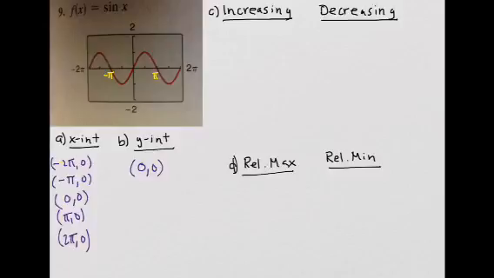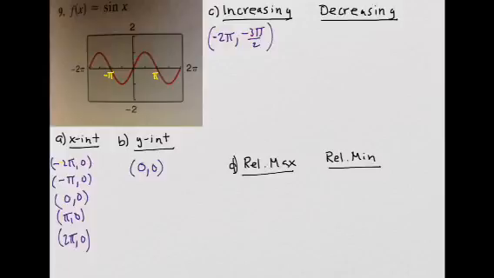Where is the graph increasing? In what interval? So from here to here, from here to here, and from here to here. So those intervals would be negative 2 pi to negative 3 pi over 2. And it looks like an ordered pair, but it's not. It's an interval. It's telling you where it starts and where it stops on the x-axis, for the x values, where it starts here and it ends right here.